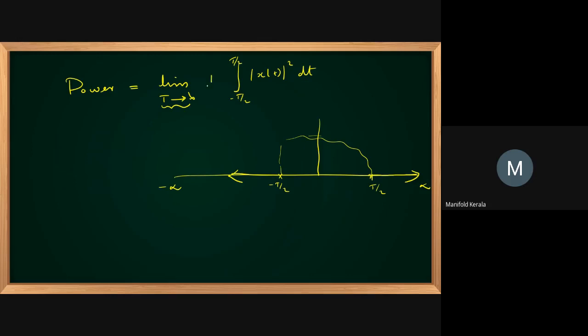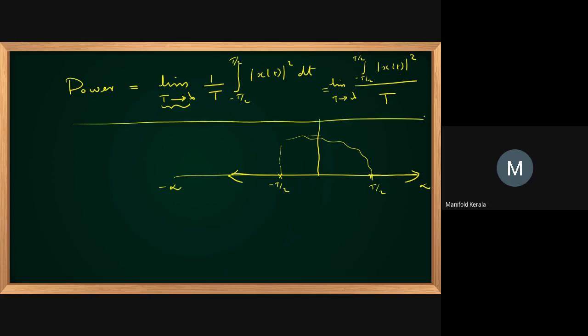Now I need to divide by t to get the power. So this should be learned as the integral from minus t by 2 to plus t by 2 of mod x of t square dt, whole divided by t, and limit t tending to infinity. So numerator is total energy and denominator is total time. So this is the relation to evaluate the power of a signal. I hope you have written it down.